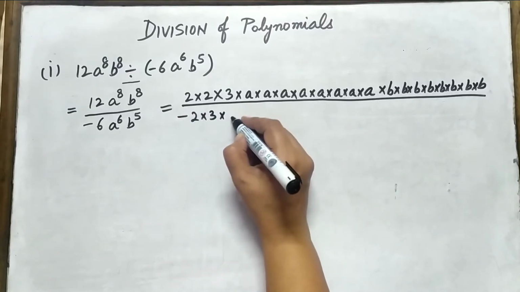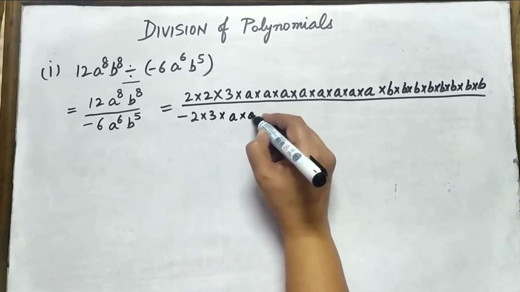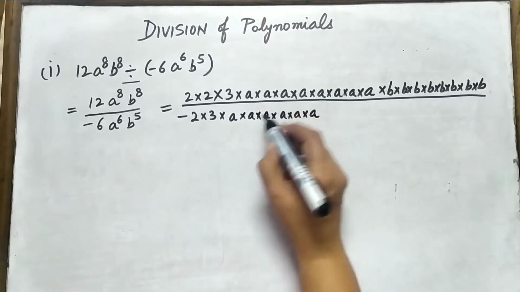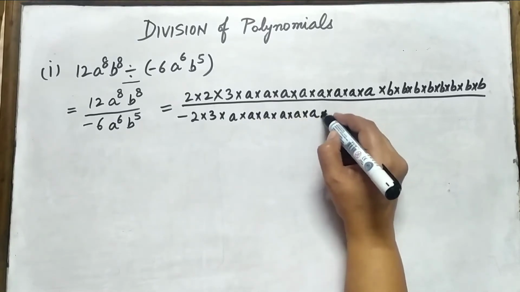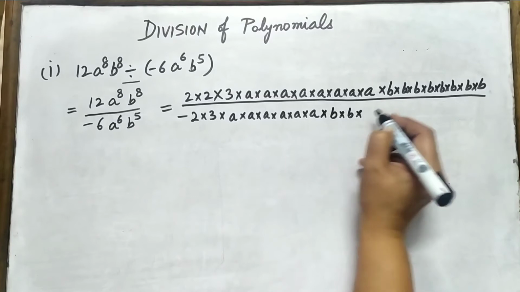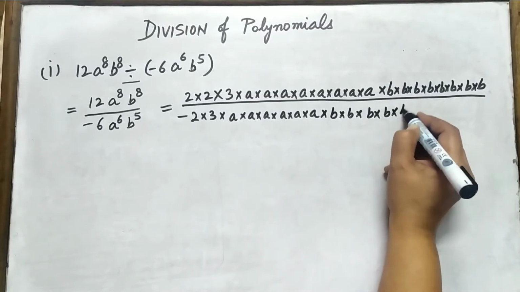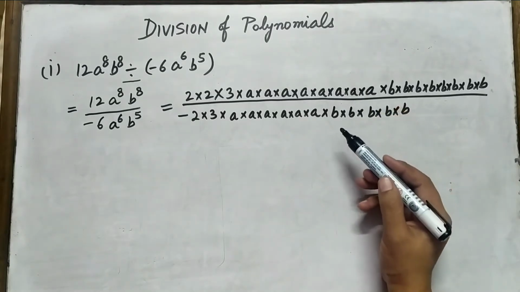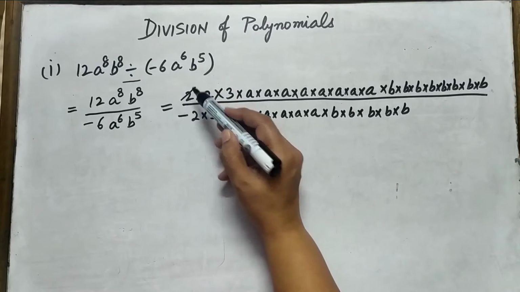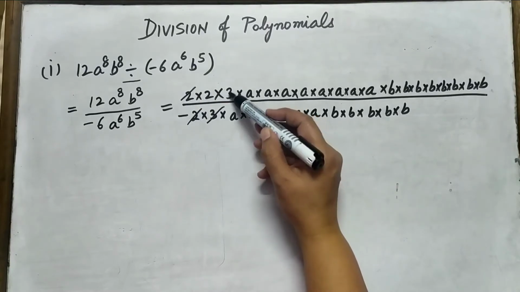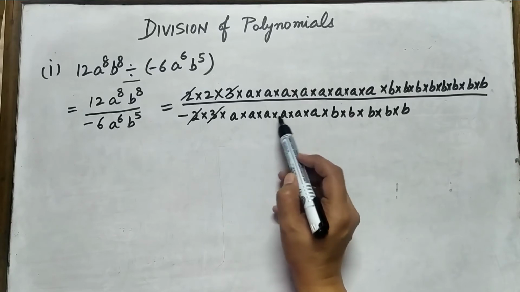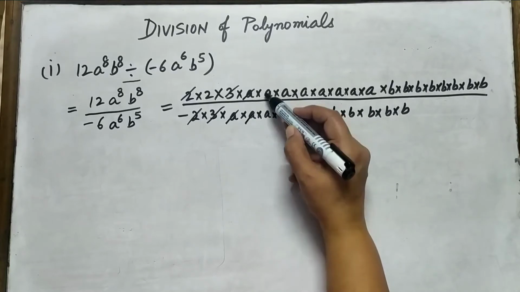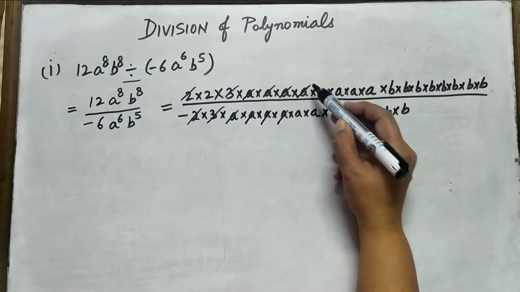A raised to power 6 means 6 times we will write a in multiplication. Next is b raised to power 5: 1, 2, 3, 4, 5 b's. Now the similar terms in numerator and denominator get cancelled like this. 2 cancels with 2, 3 with 3, and the 6 a's in the denominator are already there in the numerator, so they will get cancelled.